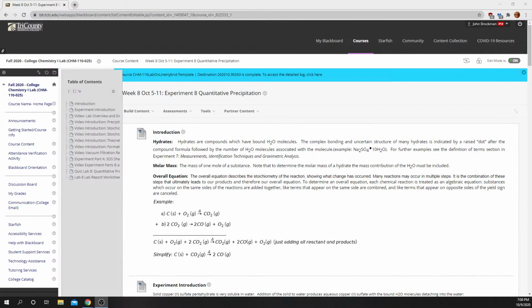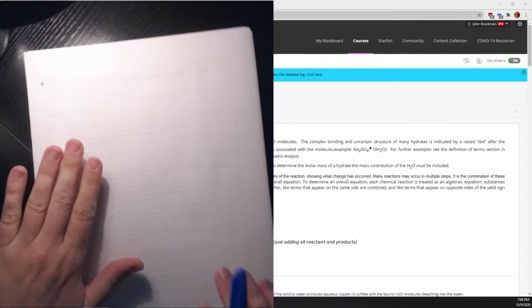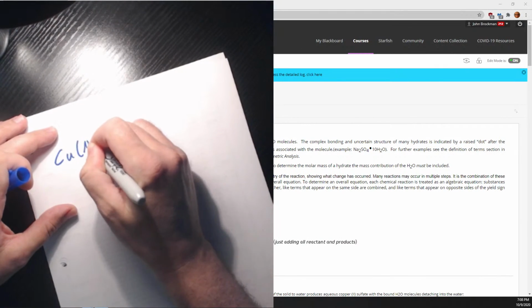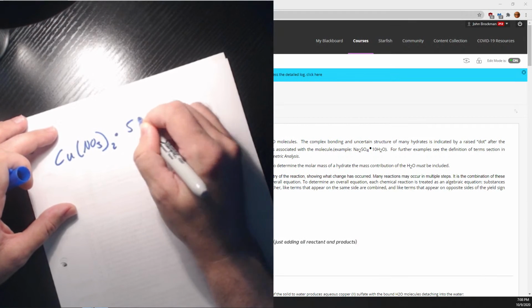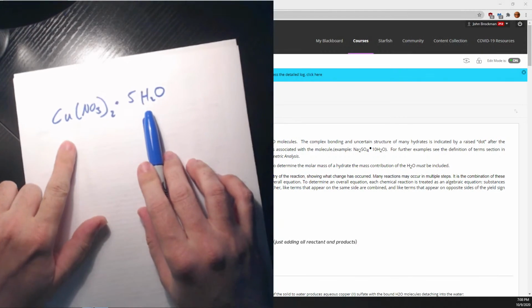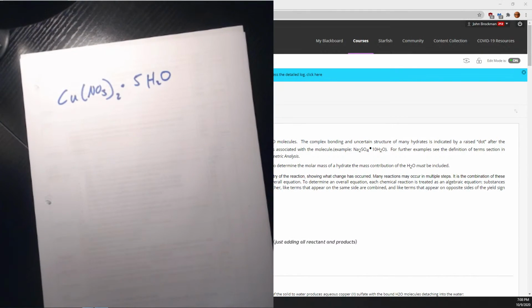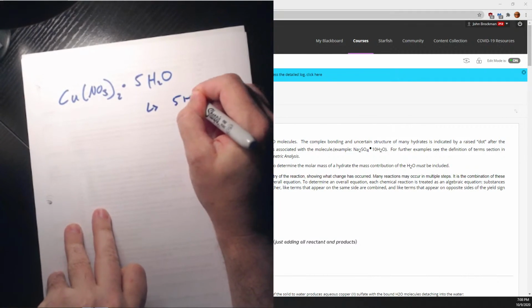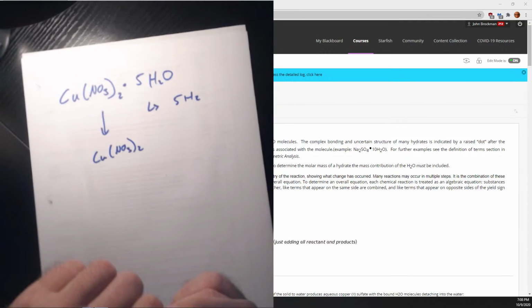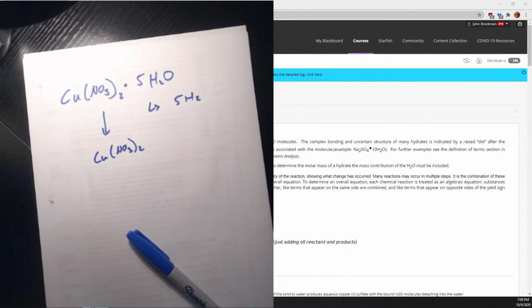A hydrate is an ionic compound that has water dissolved in its structure. So let's bring this back up. One example is copper(II) nitrate pentahydrate. For every one unit of the copper(II) nitrate, you get five units of water dissolved in its crystal structure. So if you were to heat it up, you could drive off that water and be left with just the copper(II) nitrate. So those are what our hydrates are.